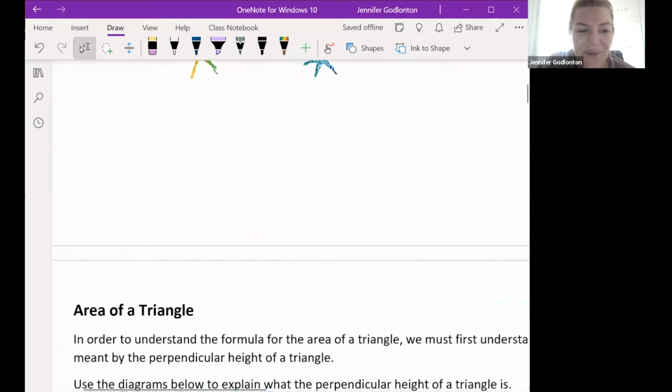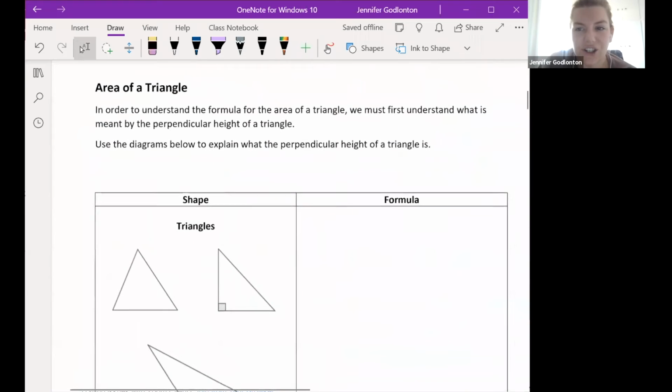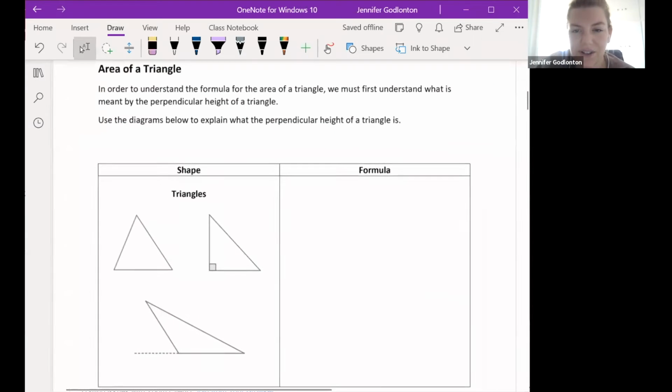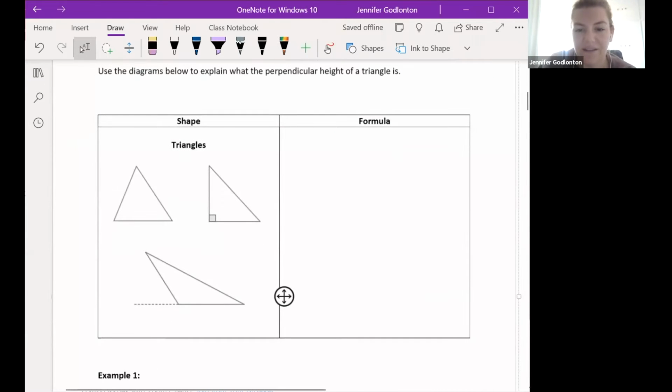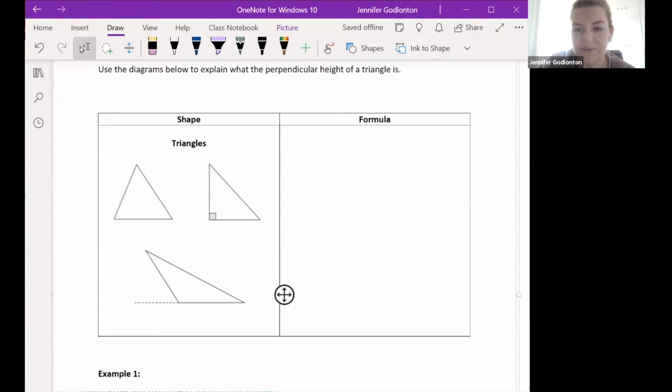We'll be dealing with the area of a triangle. Okay, I'm going to try and see what I can fit in here for the area of a triangle.